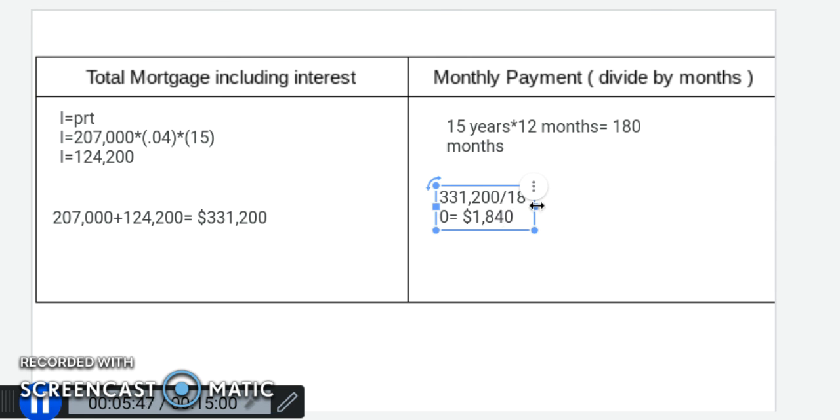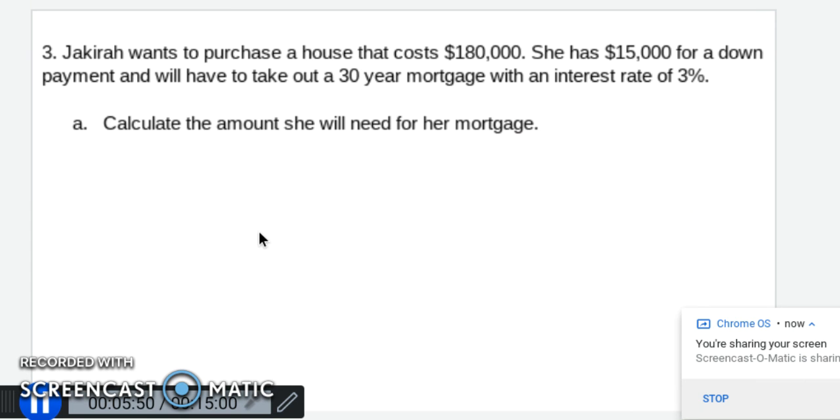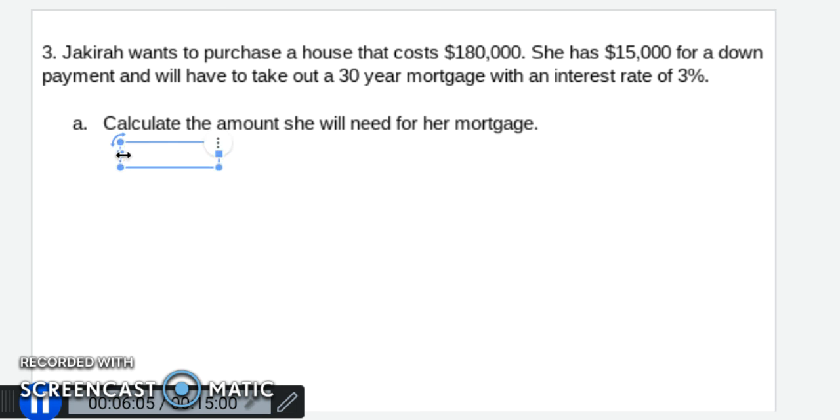On to the next. The third one says Jakira wants to purchase a house that costs $180,000. She has $15,000 to put down and will have to take out a mortgage for 30 years at an interest rate of 3% for the rest of it. So this one's a little bit easier. We don't have to take the percentage. So to calculate the mortgage, we're just going to take that total amount minus the amount she has for her down payment, and that is going to leave us with $165,000 for our mortgage. And that is what we will be calculating our interest off of.